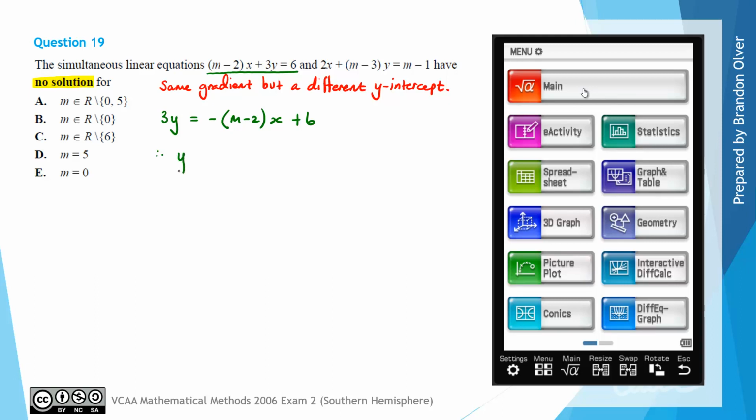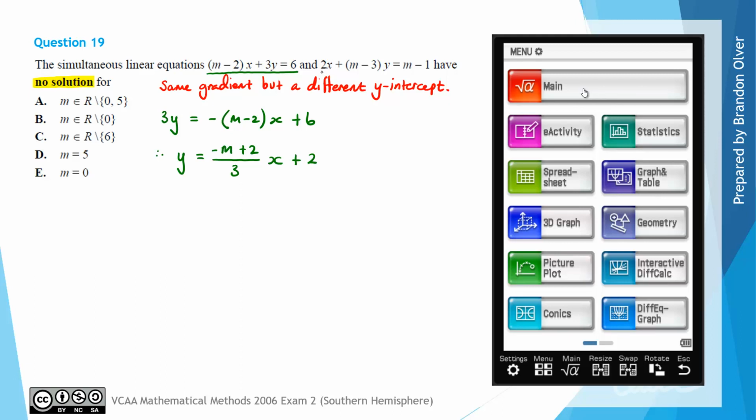So we find that y is equal to, and in the same step I might just simplify this a little bit, we'd end up with this being negative (m plus 2). So that's just distributing that negative through the bracket, divided by 3, and that's multiplying x, so this coefficient here is the gradient. And then we'd still have plus 6 over 3, which is plus 2. So this y-intercept is 2.